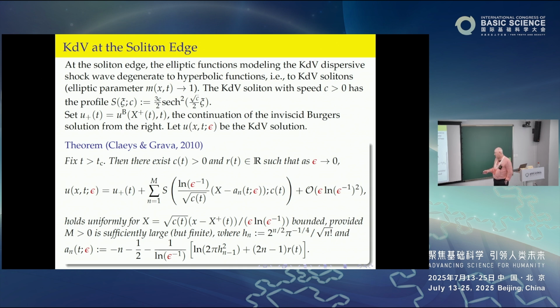And here, these a_n, these are the centers of the solitons. They're basically equally spaced, like n minus a half there, n plus a half there. And then there's this term, which is a correction.